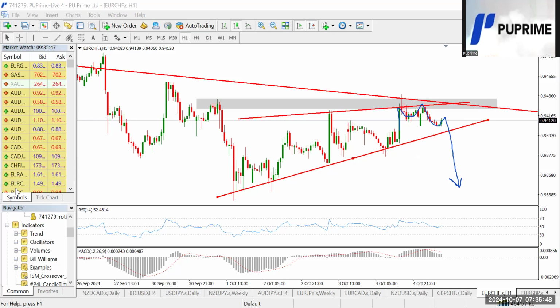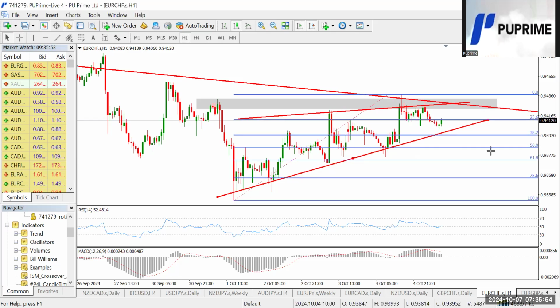Now for this Euro CHF, profit potential should be in the range of from Fibonacci 38.2 to 50 can give us about 13 pips. So Fibonacci 61.8 can give about 25 pips. 13 plus 25, that's about 48 pips, which is not bad for an intraday setup. So I'm bearish on the Euro CHF, I'm bearish on US oil.